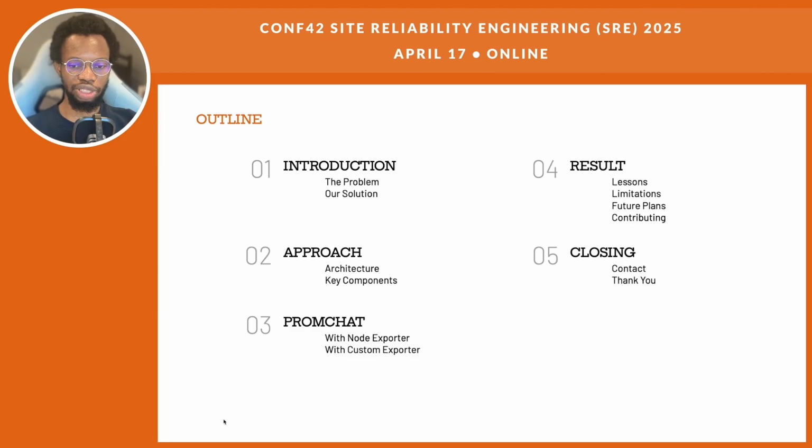So the talk today is divided into 5 sections. We do a general introduction, we look at the approach by which the tool was built. The tool itself is called Prometheus, so we'll spend some time reviewing the tool itself. Lastly, we'll discuss the result and then a closing out section.